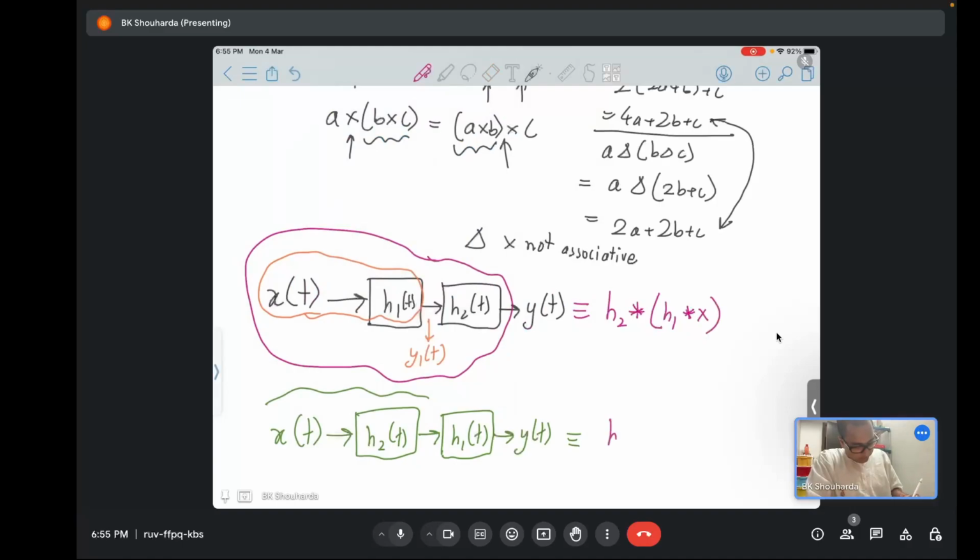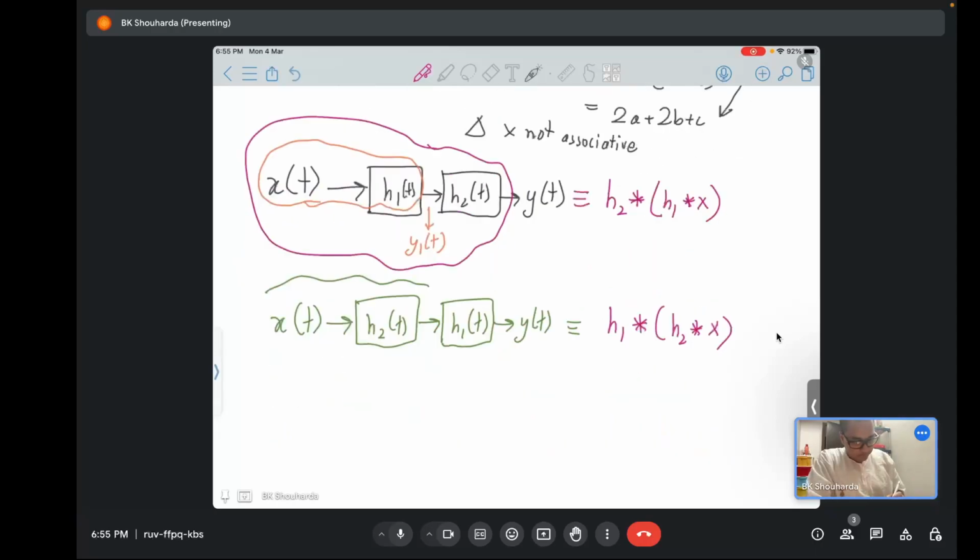So what can you look at over here? h1 convolved with h2 convolved with x. Okay, so here, if you look very carefully, I have exploited commutativity also. So you can also say directly that h2 of t, x of t, and h1 of t gives me y of t. So it's all the same, so all of them are the same.